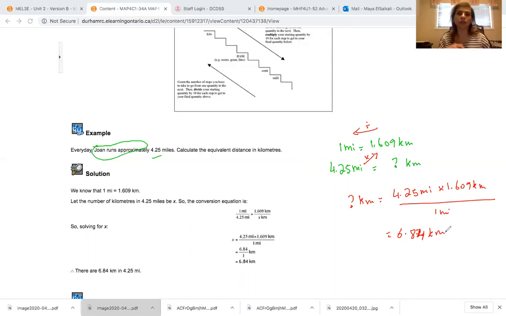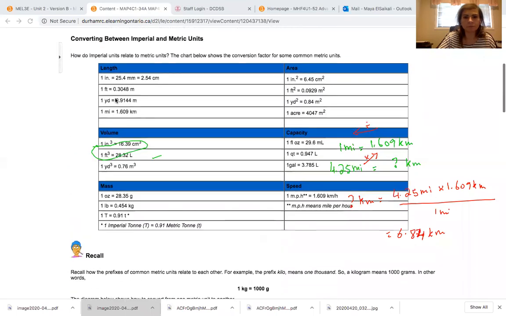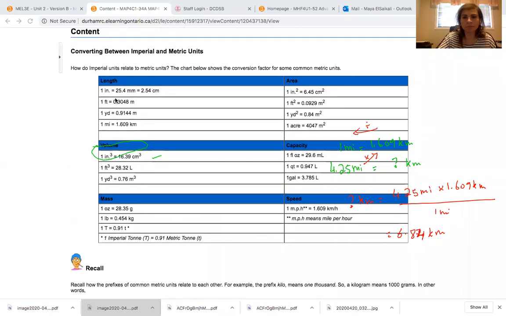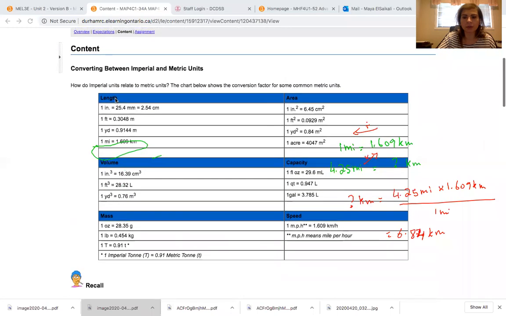Right? So that's converting between imperial and metric. You can always do that. So these are the formulas that you need to know. These are the formulas that you can use. All right. So make sure you pick the correct formula.